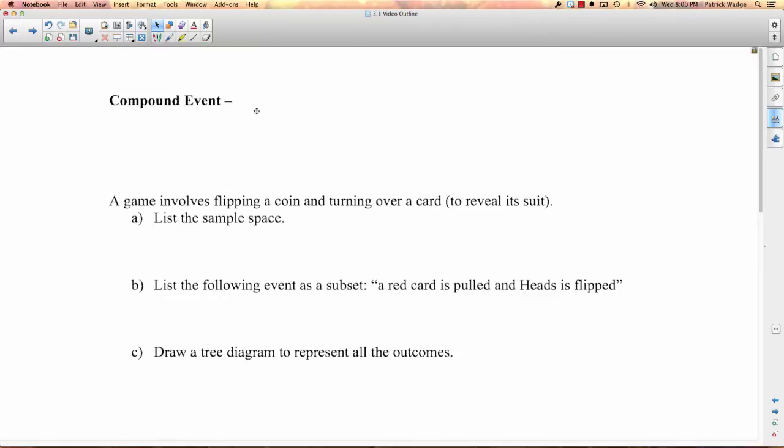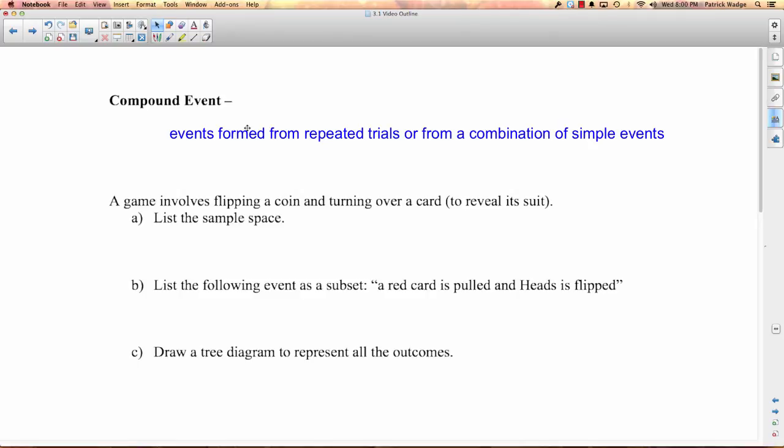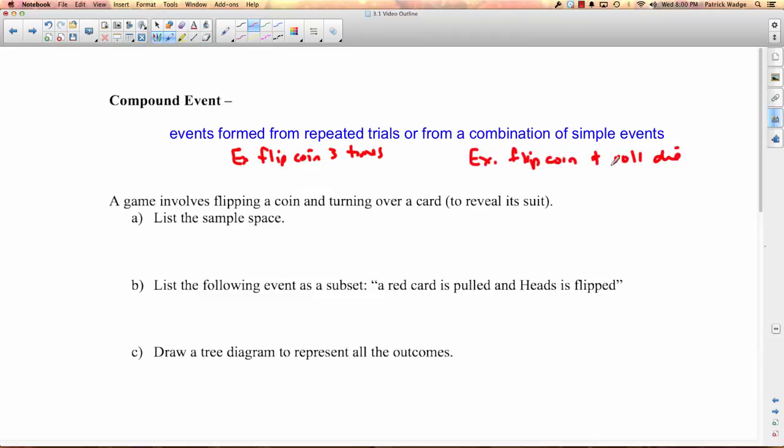A compound event. We did a lot of compound event probabilities in grade 8. It's when events are formed from repeated trials or from a combination of simple events. An example of repeated trials would be flipping a coin 3 times, and you want to know the probability of getting tails, tails, tails, or something like that. Or a combination of simple events would be something like flip a coin and roll a die.